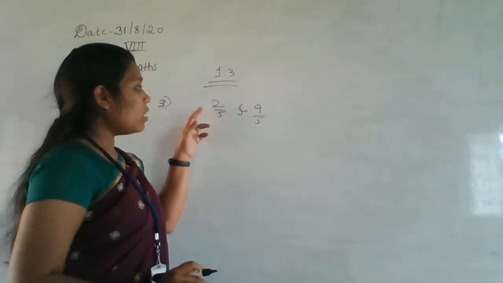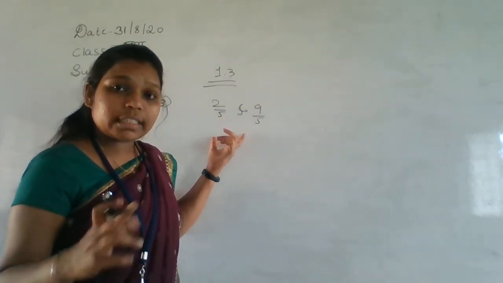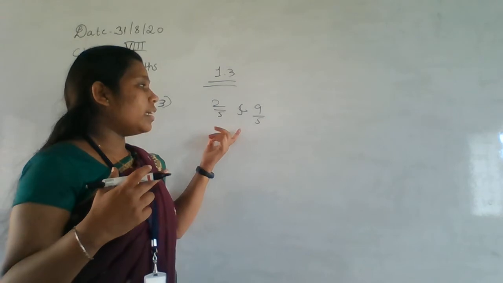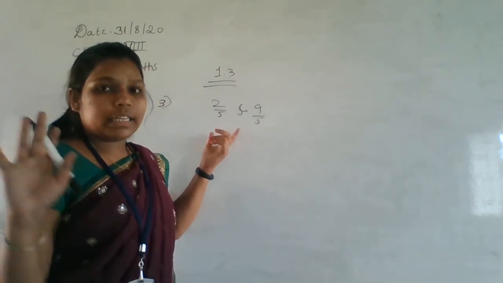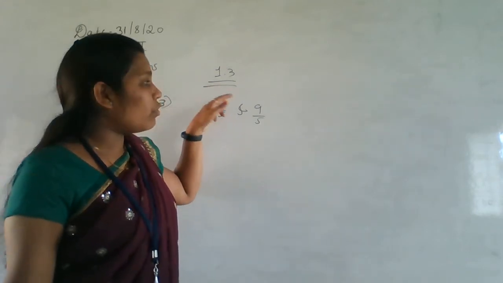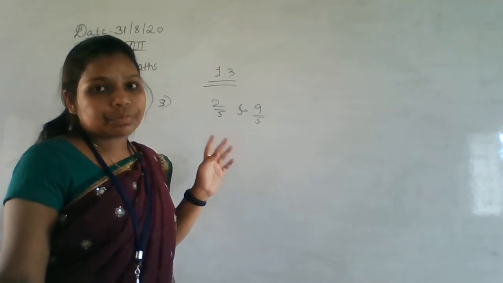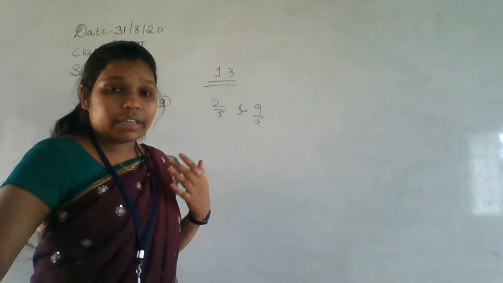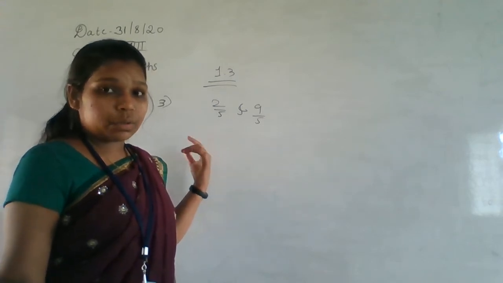Okay. So here 2 by 5 and 9 by 5 are there. In the denominator, first we have to check the denominator value. Already 5 and 5 are there, so both are the same. Nothing to worry. Next we have to take the difference of the numerators. The difference of the numerators 9 and 2: 9 minus 2 is 7. So we get 7 rational numbers in between these two rational numbers.